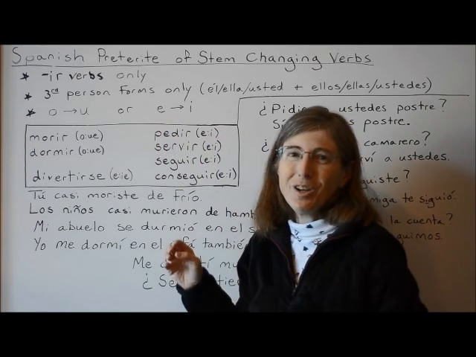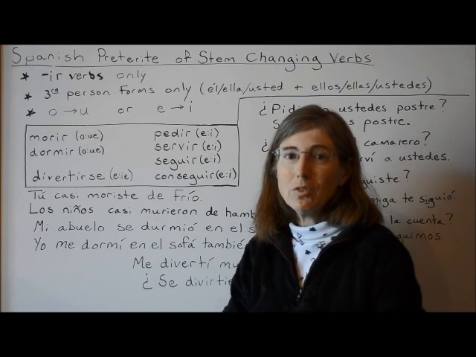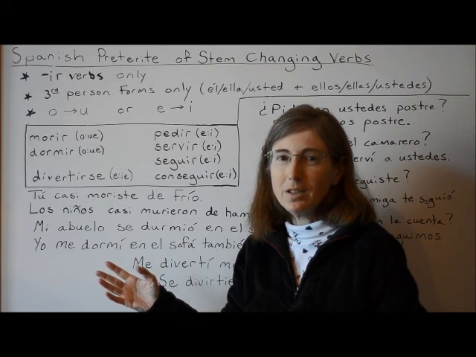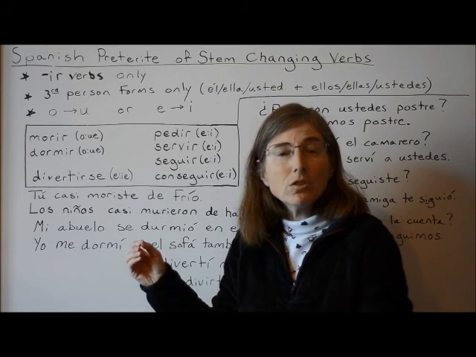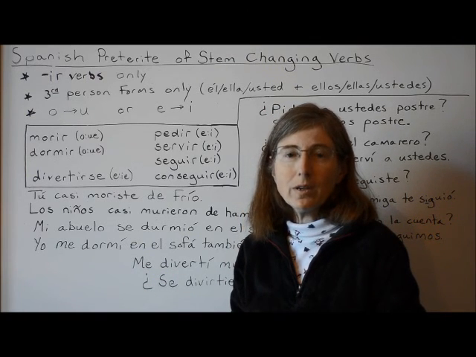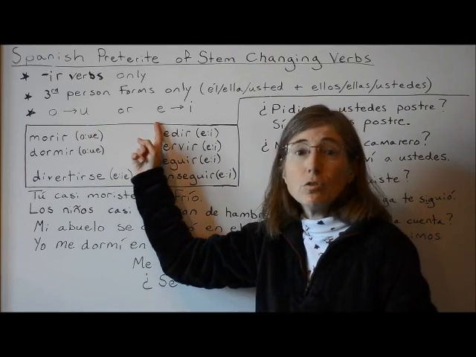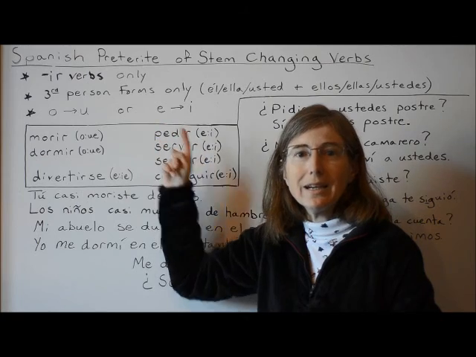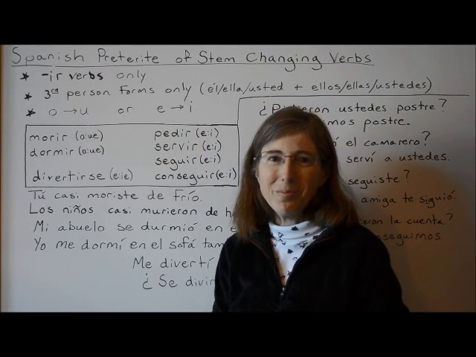Now I know this sounds kind of complicated, but it's really not that complicated. All you have to do is think about if this is an IR verb or not. If it's an IR verb, you're conjugating in the preterite tense. Then if it's a stem changer in the present tense, it's going to have a stem change in the preterite third person forms only. And these are the two stem changes that it could be. It's either going to change O to U or E to I. So let's look at some examples, and I think this is going to make a lot more sense.